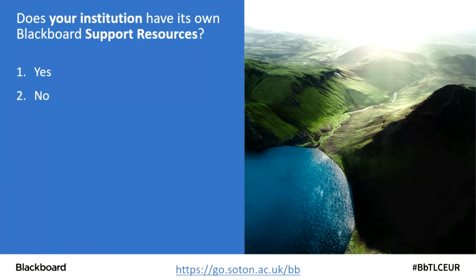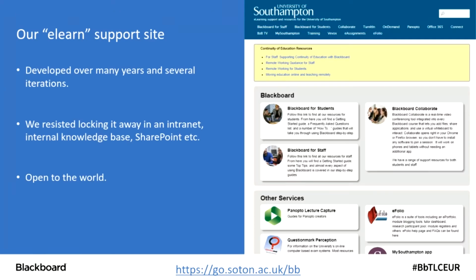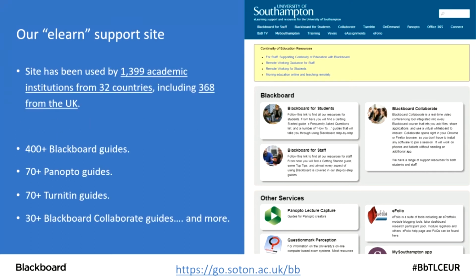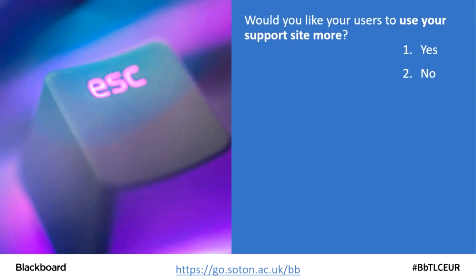So we also have our own support resources. Our website is elearn.southampton.ac.uk. You might have looked at it yourself, because we haven't locked it away. It's not on an intranet. It's accessible worldwide, and it's actually been accessed by almost 1,400 different academic institutions, including 368 in the UK. And we have lots of content on there. But we would like our users to use our support site more. Would you like your users to use your support site more?